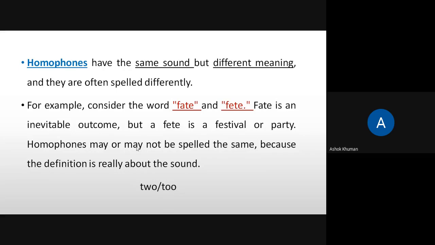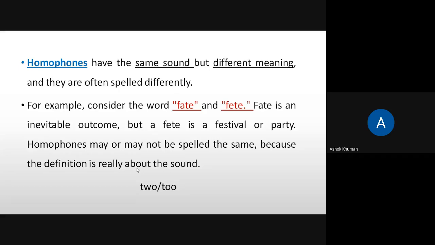Homophones may or may not be spelled the same, because the definition is really about the sound. You can see here at the bottom an example: two means the number, and to means a preposition or adverb. My sister went to the market. Along with her, I went too. So you can have spelling different, meaning different, but sound the same.